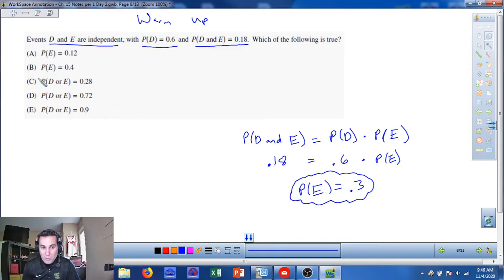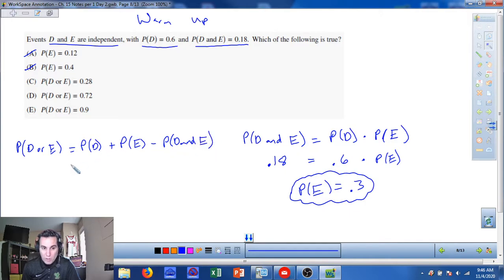So I look at my answer choices. Oh, they don't say 0.3, those are not them, so it's not going to be one of those. Then I notice all the other ones are asking for D or E. So using our formula, we know the probability of D or E is always going to be the probability of D plus the probability of E minus the probability of the overlap, which is D and E.